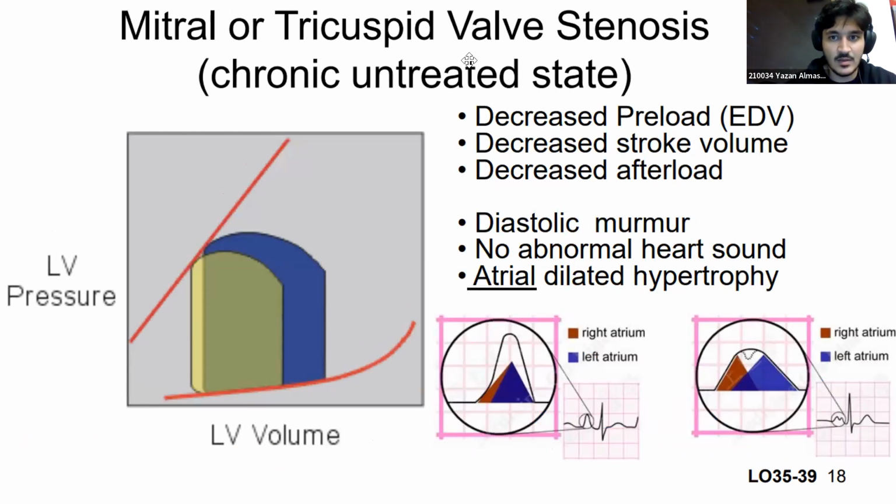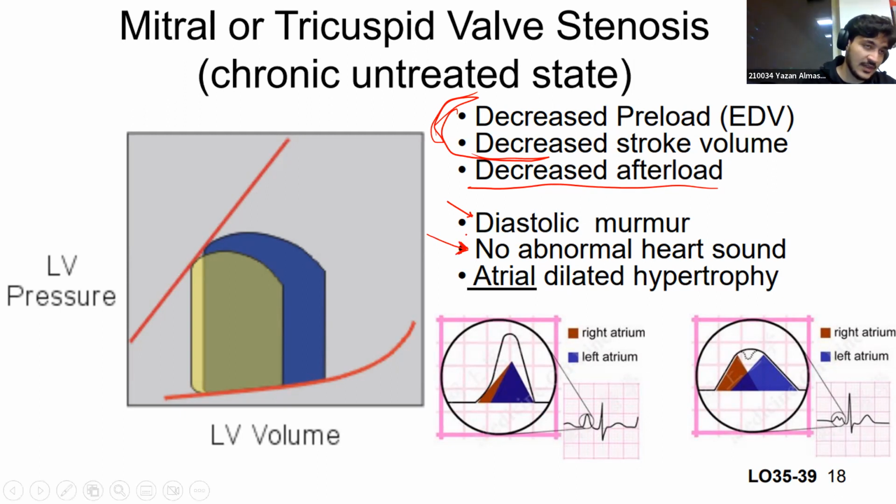Sorry, mitral stenosis. Sorry, I'm confused. Okay, so in mitral stenosis, what's going to happen is that we're going to have decreased preload. Wait, I already explained all of this. Decreased afterload. I'm not sure why he put it here. It's not that important. These two are the most important statements. Focus on them. Decreased preload and decreased stroke volume. And you're going to have a diastolic murmur. We already explained this. No abnormal heart sound, as in not S3 or S4, because S3 is due to abnormal filling, which doesn't happen here, and S4 is due to atrial contraction.